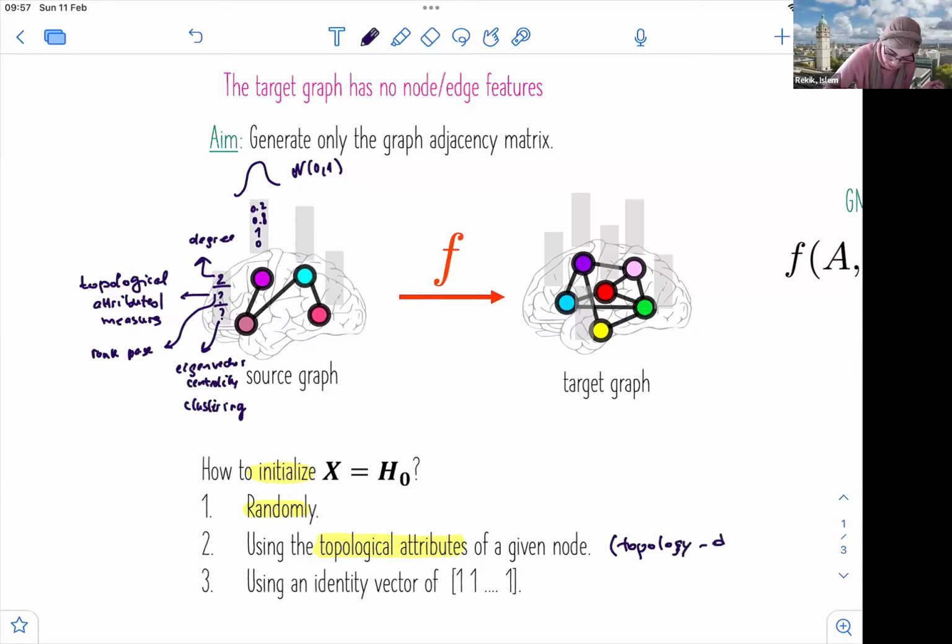Now, the last one is to use identity. This is also another option.